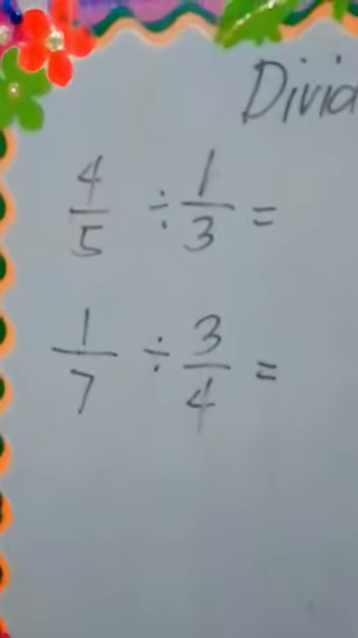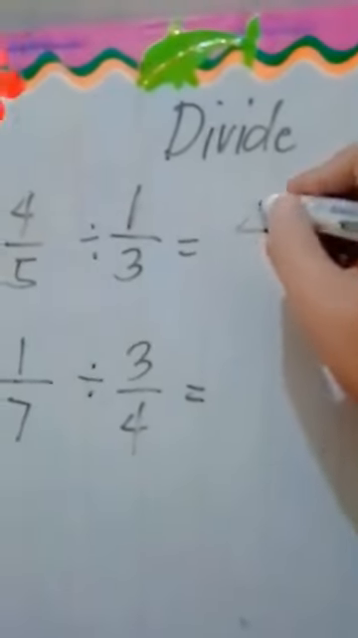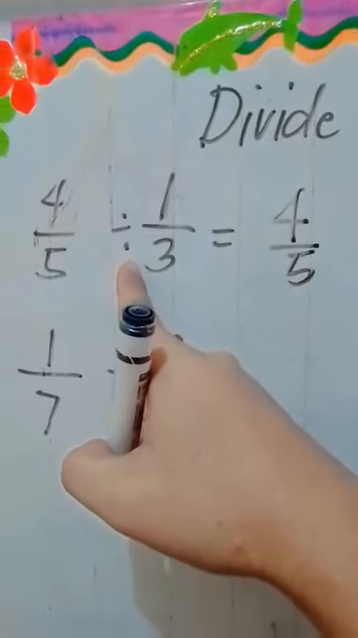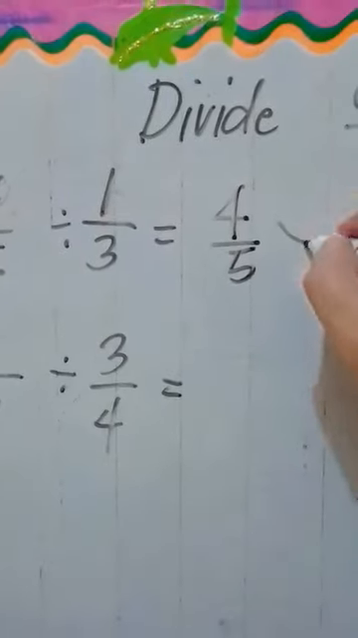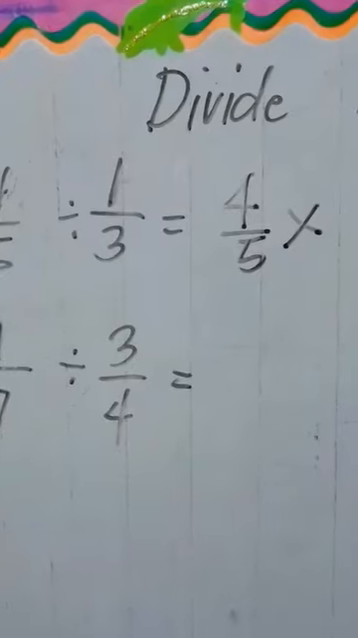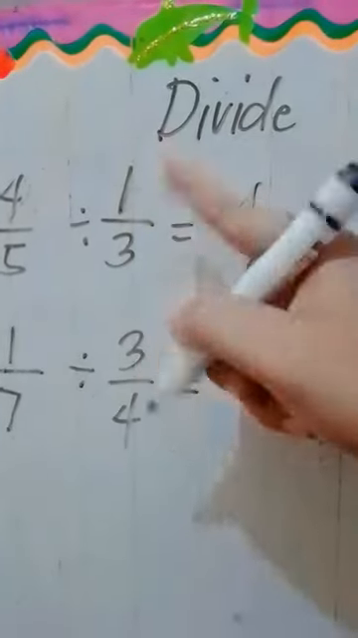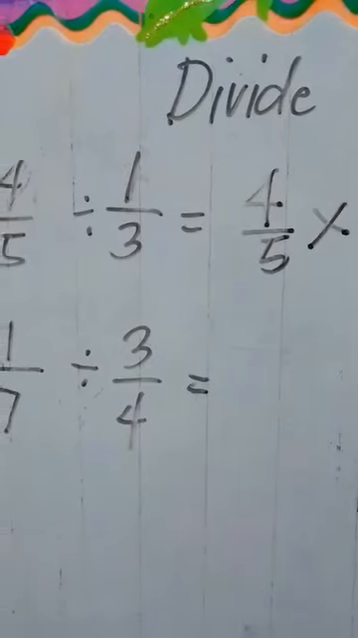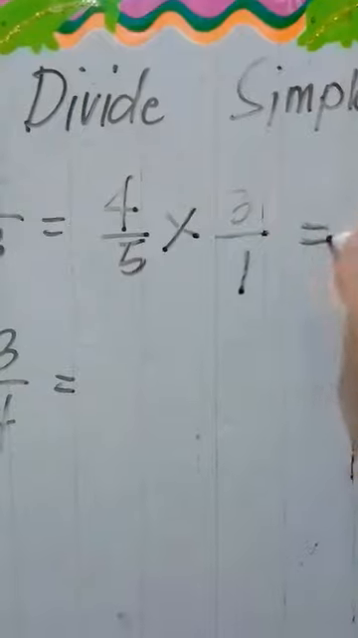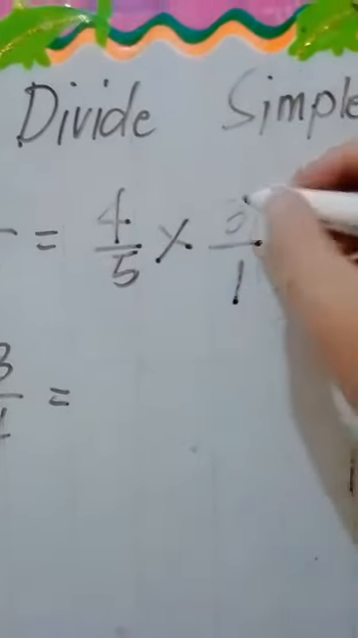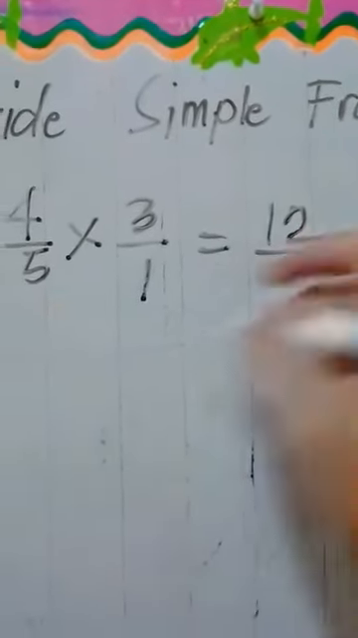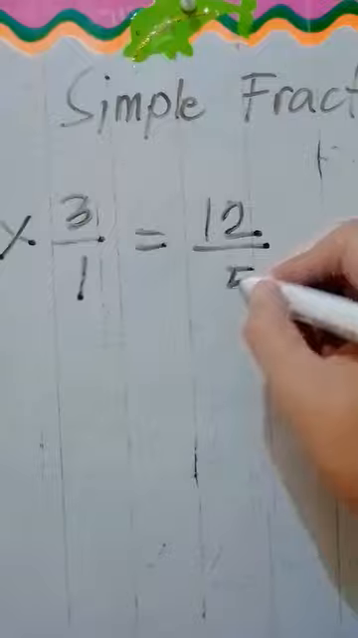4/5 divided by 1/3. So copy 4/5, then change the operation to a multiplication symbol. Then get the inverted form of 1/3. So the inverted form, or the reciprocal, of 1/3 is 3/1. Then proceed to multiplication. 4 times 3 equals 12, over 5 times 1 equals 5.